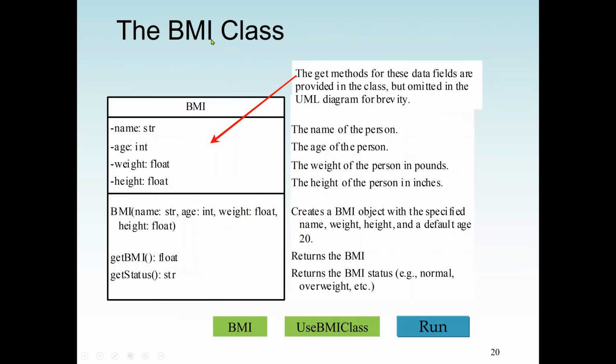We also have an example here for the BMI class. So the name of the class is BMI, first row. Second row, we need to have all the data members. We have name, age, weight, and height. Now we need to have some methods. So for example, we can say getBMI and also getStatus.